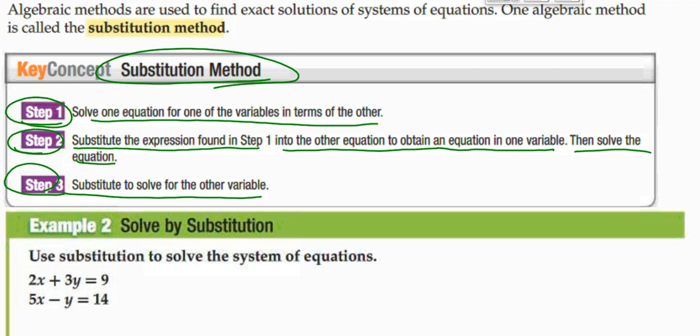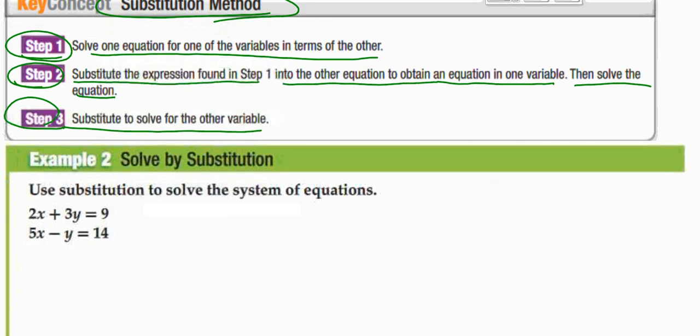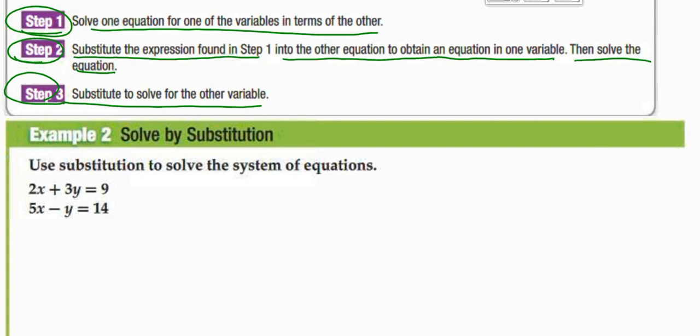Then we substitute that expression into the other equation, so that we end up with one equation with the same variable in it, and then we solve that equation for whichever variable it was. Once we have that, we substitute that answer into either one of the originals or the one that we had alone from step 1, and find the second solution. So then we have a problem that says use substitution to solve the system of linear equations.